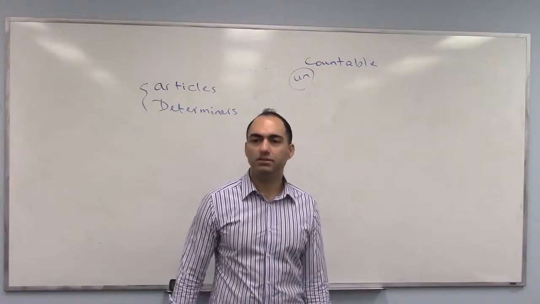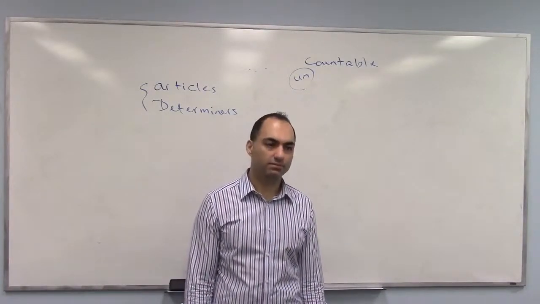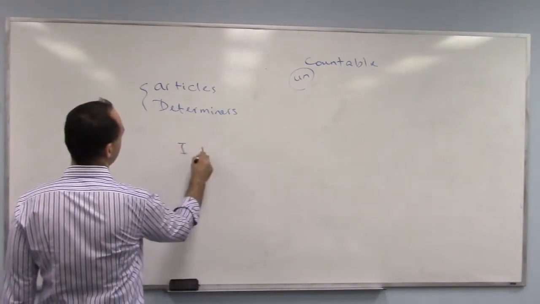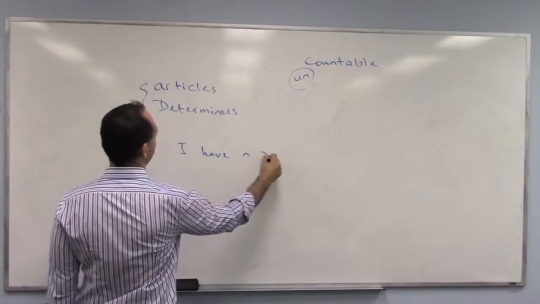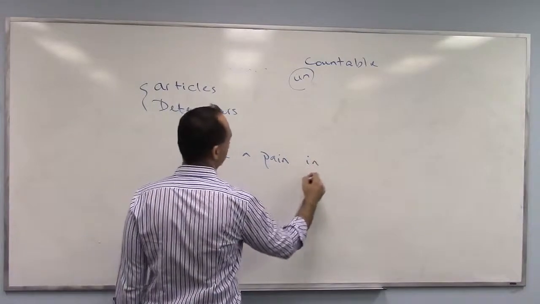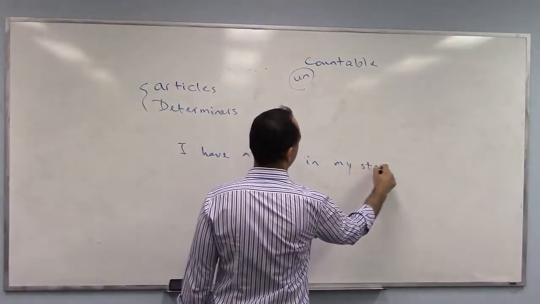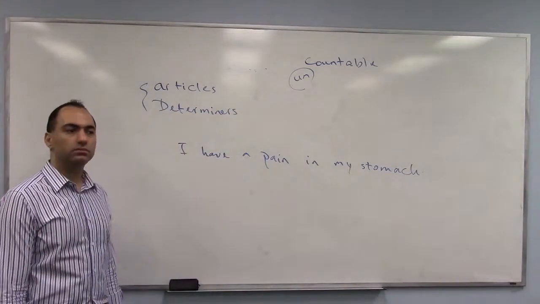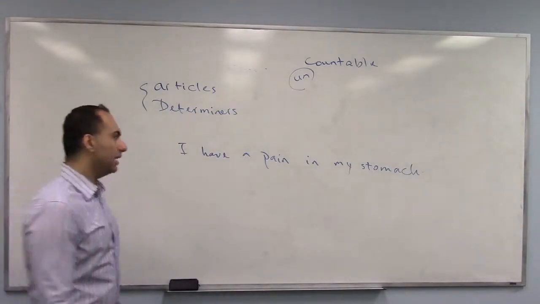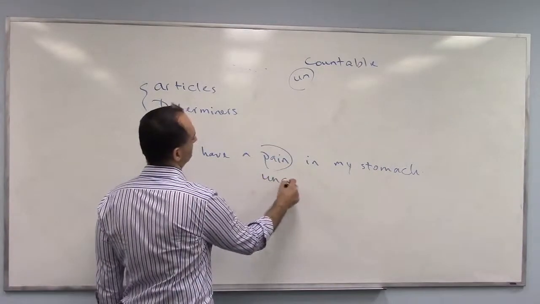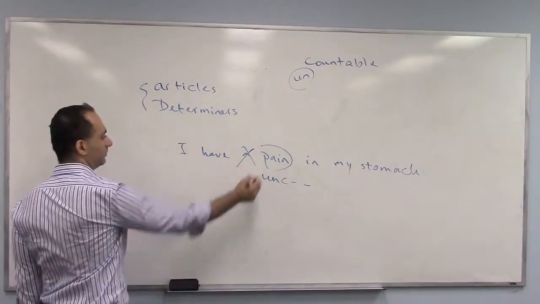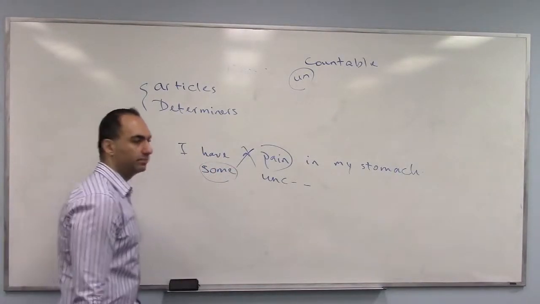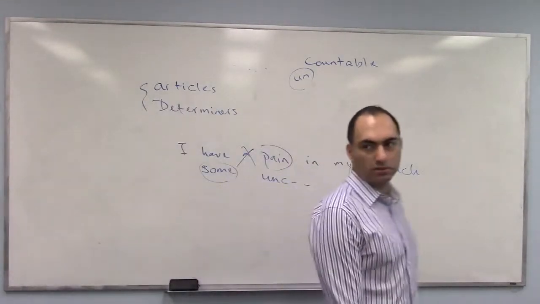Can I say I have a pain in my stomach? Well, I have a pain in my stomach. Pain is uncountable. So no a. We usually use some other determiners, such as some. I have some pain.